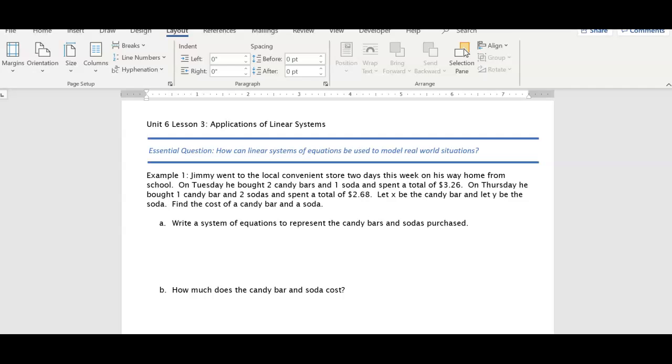This next lesson is focused on actual word problems where we will be setting up our equations and solving them by elimination, just like we did in the last lesson. So I'm going to read the first example.